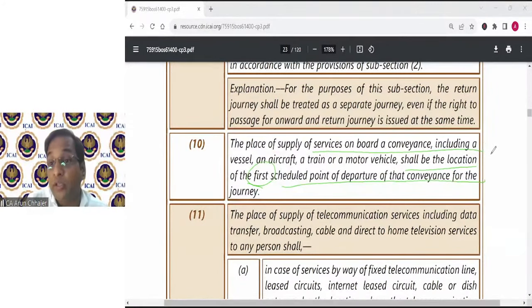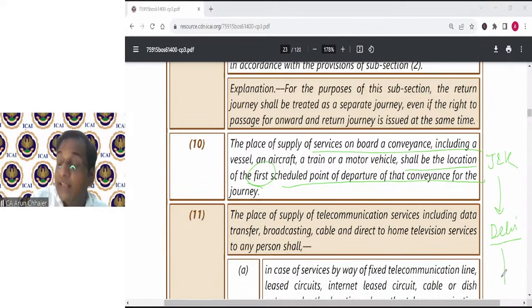So let's say the train is starting from Jammu and Kashmir. Then the next halt is Delhi. Mr. A has taken the journey. He has taken the ticket at Delhi, has boarded the train at Delhi, and now he is going to Kolkata. That is a question. Now, suppose, very interesting question. Let me draft the question properly and then ask each one of you.